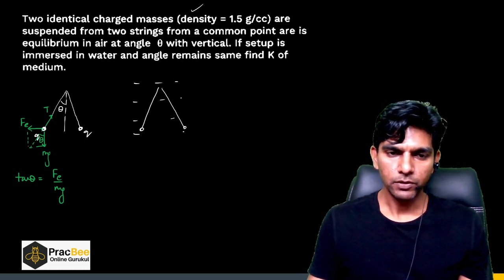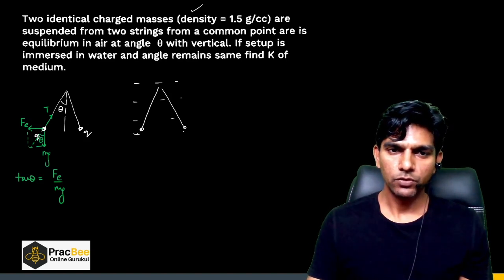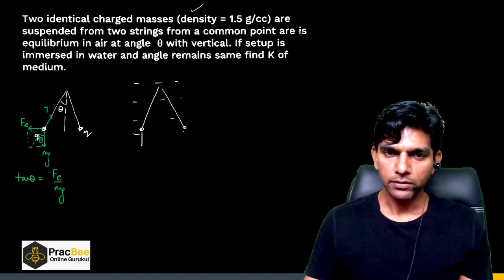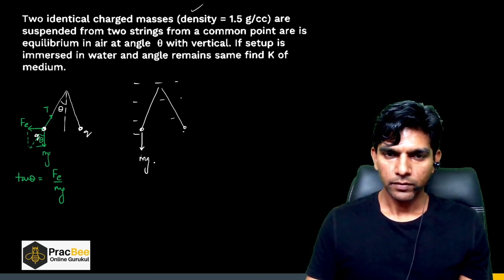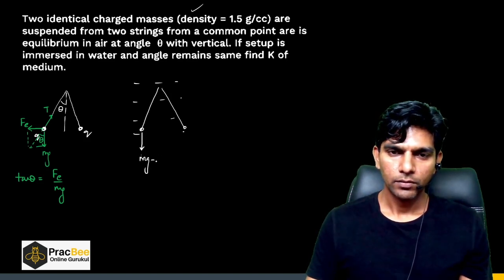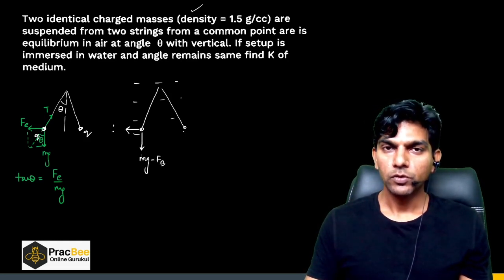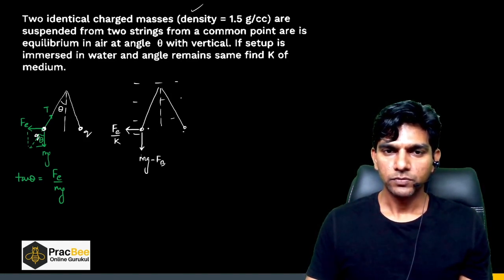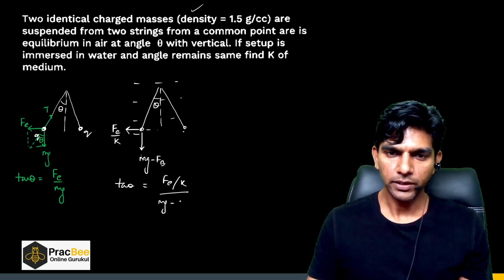So when you submerge this, there will be a buoyant force, right? So I'm assuming V as the volume of both the charged masses. So there will be a buoyant force, so we can say the effective weight will get reduced. So this will be mg minus the buoyant force, Fb, right? And there is a Coulomb repulsion, which will also change. It will become Fe by K, right? The rest of the things will remain the same. The angle is also the same. So we can say tan theta will be (Fe by K) divided by (mg minus Fb).